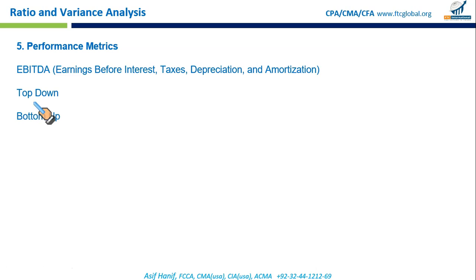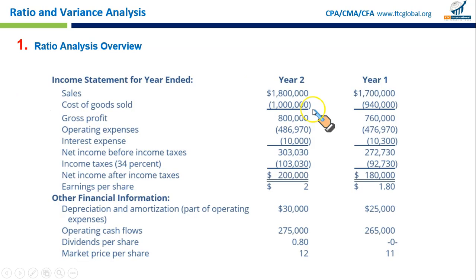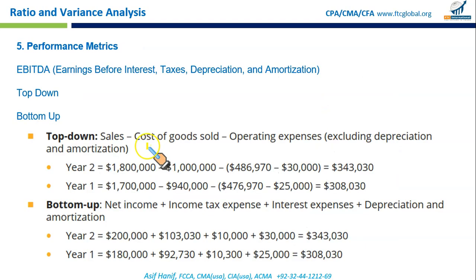Let me take you back to the income statement. I explain it from there. In top-down approach, you start from sales, deduct cost of goods sold, deduct operating expenses, and that's all. Just these three, right? Take your sales, deduct CGS, deduct operating expenses, you get your EBITDA, earning before interest, tax, depreciation, and amortization. That's it. Take sales, cost of goods sold, and operating expenses, excluding depreciation. So that's how you calculate for both years.